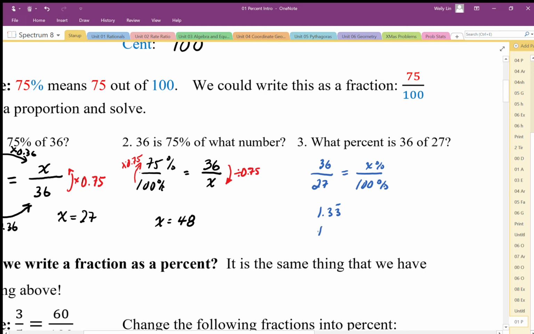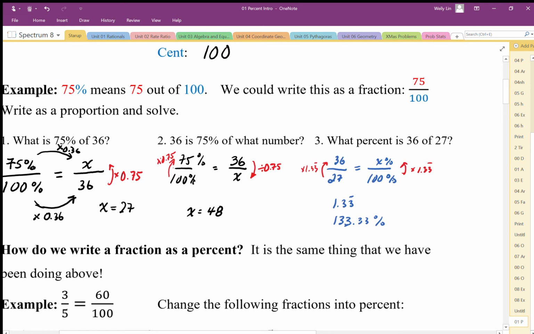Okay, so this becomes 133 1/3%, or I'm just going to write this as 133.33 repeating percent. Just dividing gives us our decimal multiplier. We can use that multiplier to get from, so I should draw that in actually. When I divide, I get my multiplier of 1.33 repeating. So then I'm going to multiply by 1.33 repeating to get my x percentage.